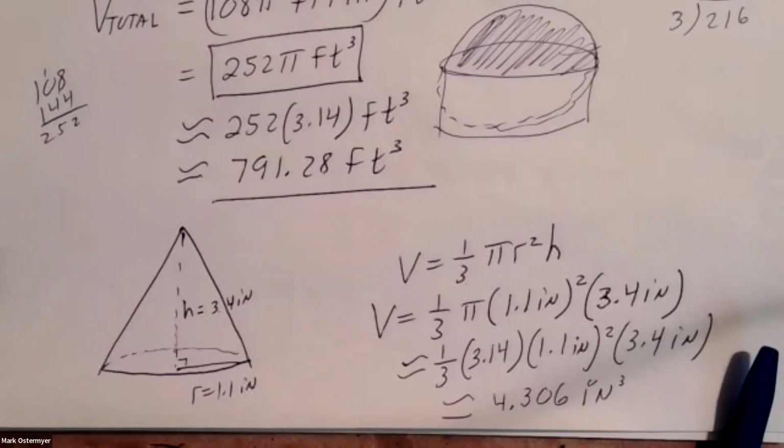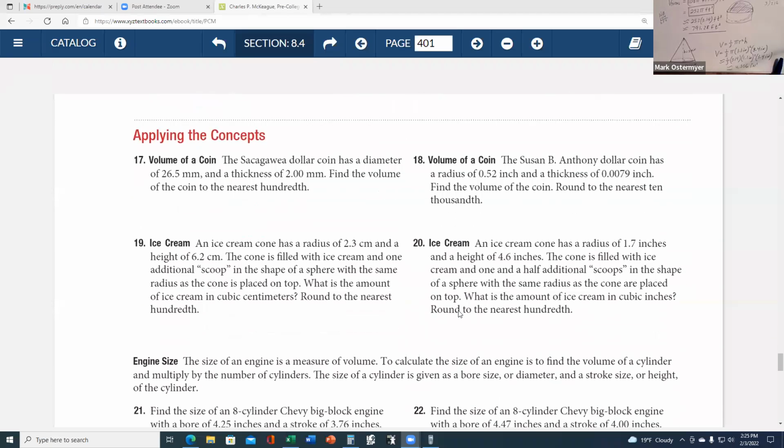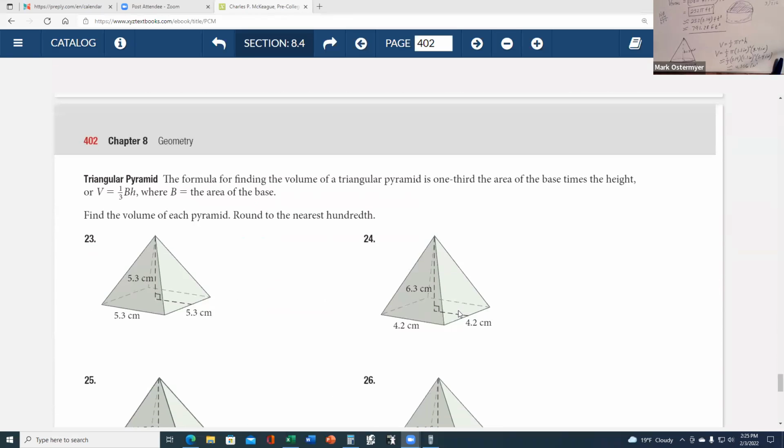Any questions on how we are computing volumes here using formulas for various geometric shapes? All right, I've worn out my welcome, ladies. I'm all out of time.